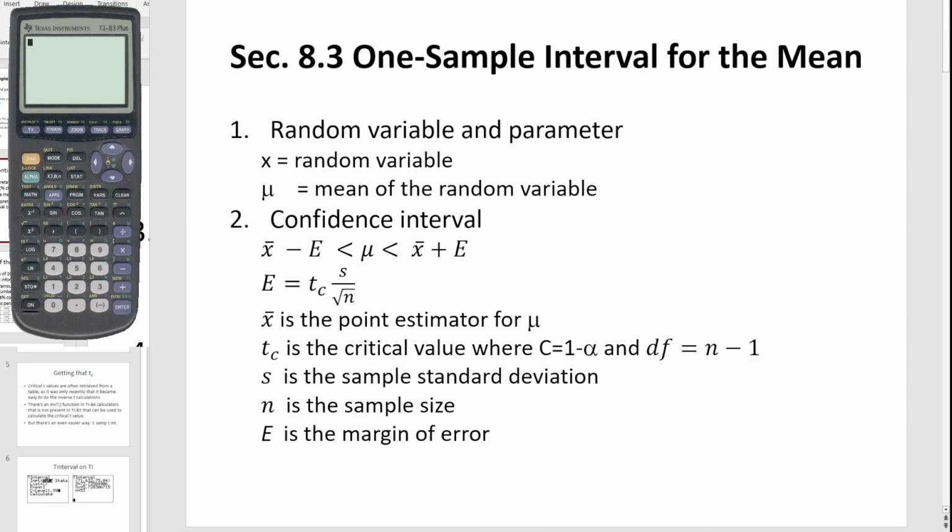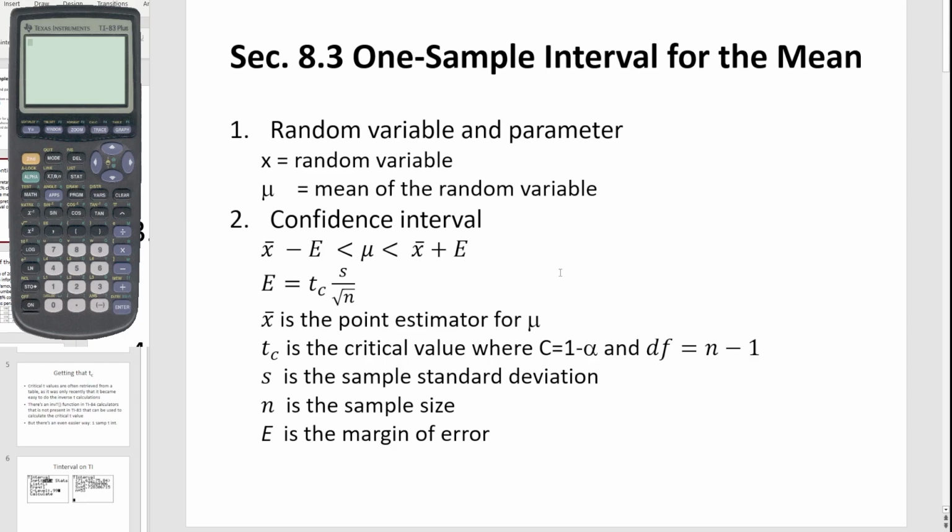So the confidence interval is the interval x bar minus e is less than mu is less than x bar plus e, where e is t sub c times s over the square root of n. This is a little bit different from the e that we calculated whenever we found a confidence interval for proportions. In this case, x bar is the point estimator for mu, so we're still looking at a point estimator.